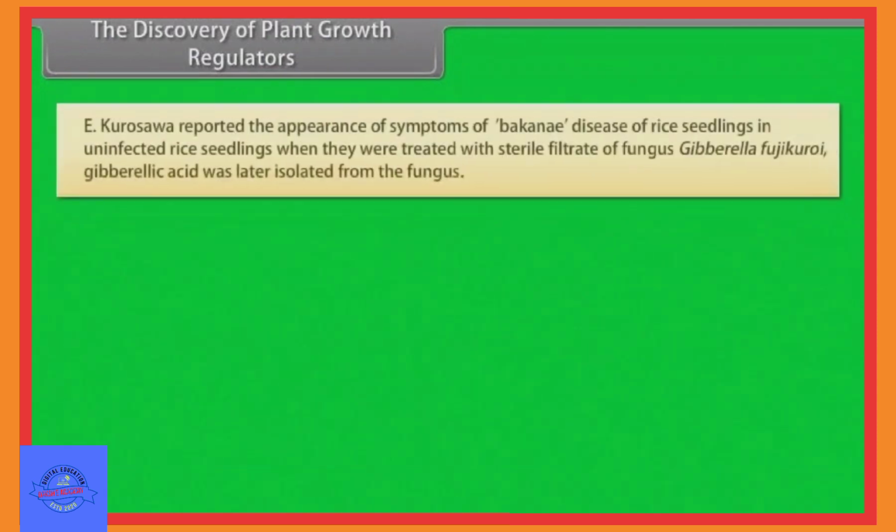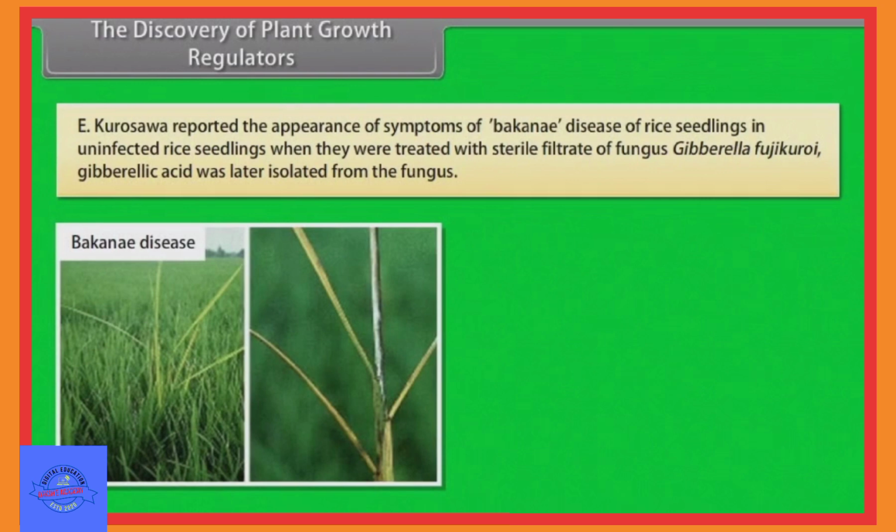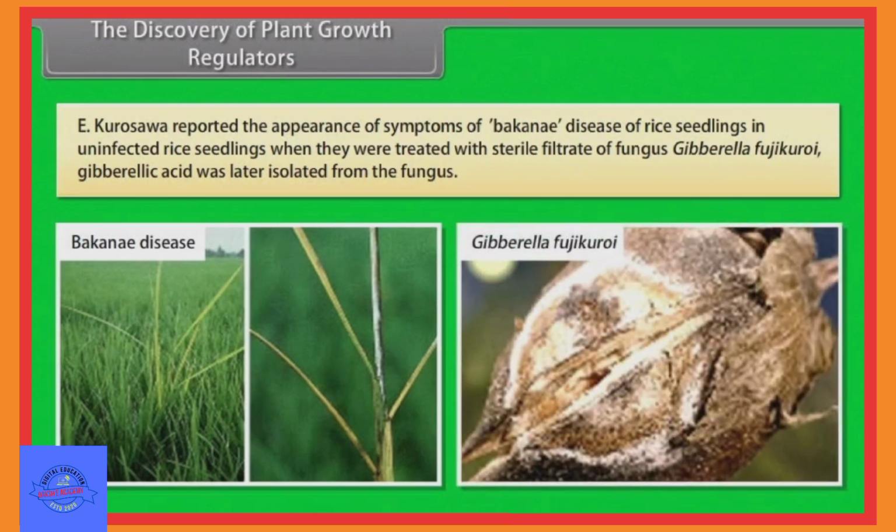E. Kurosawa reported the appearance of symptoms of bakanae disease of rice seedlings in uninfected rice seedlings when they were treated with sterile filtrate of the fungus Gibberella fujikuroi. Gibberellic acid was later isolated from the fungus.